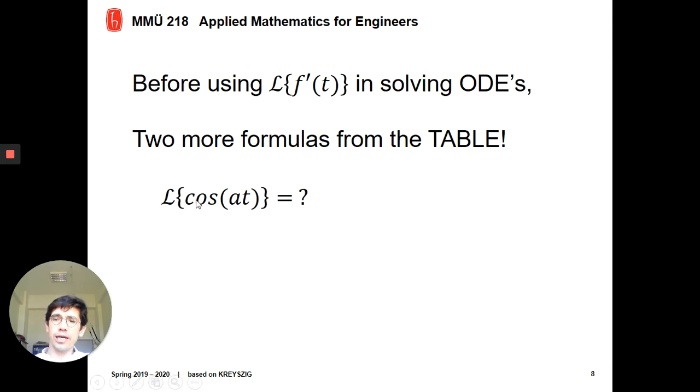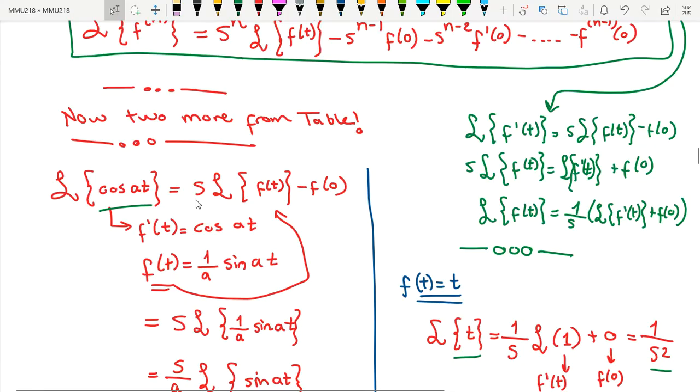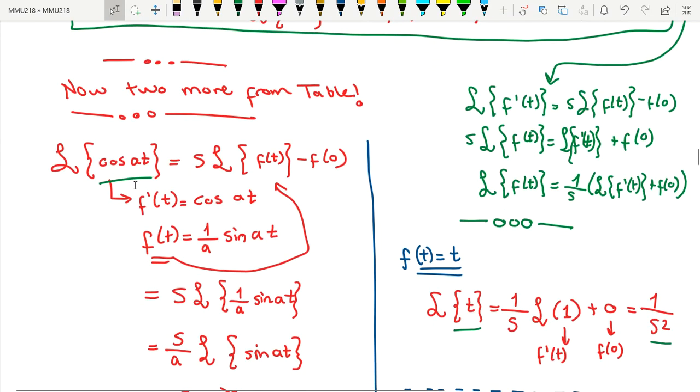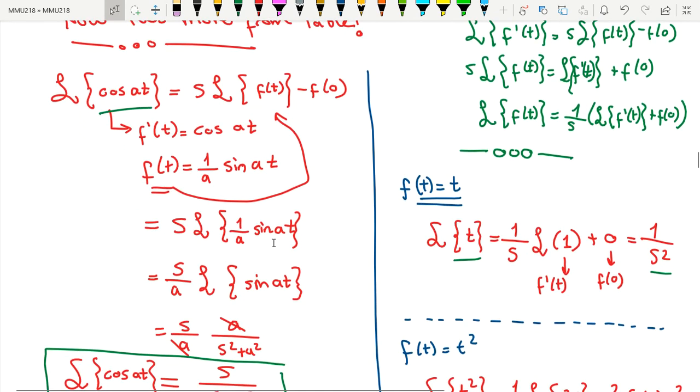So what is Laplace of cosine at? Let's go back. If I call cosine at f prime of t, which I can because I know the integral of cosine at, then f of t in that case will correspond to 1 over a sine at. That's good because the derivative of this is directly cosine at. And that is equal to s Laplace of f of t minus f of 0. f of 0 is nothing here because there's no initial value. It's not a problem yet.